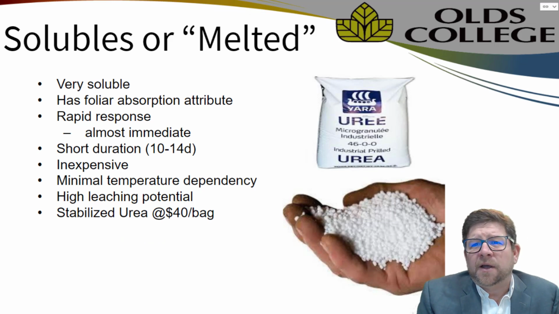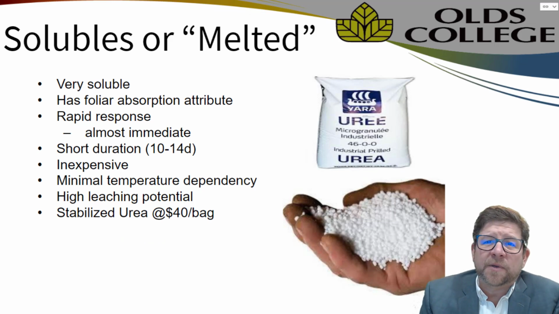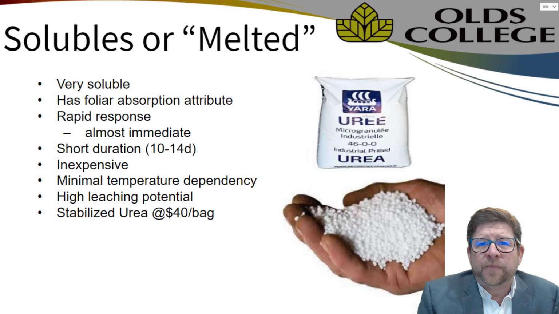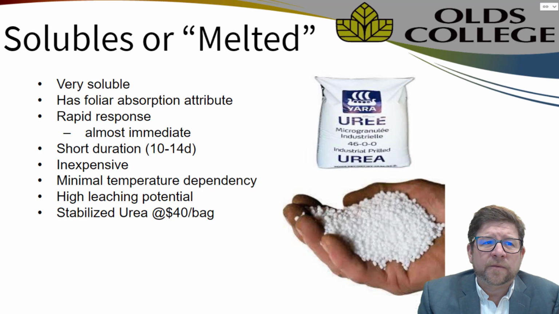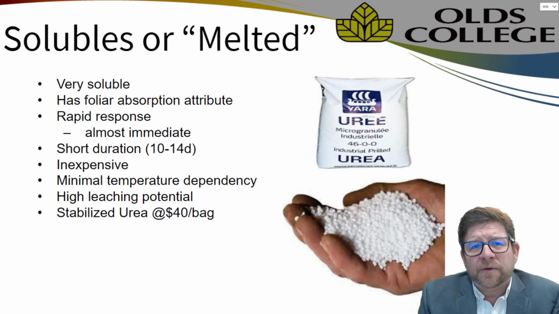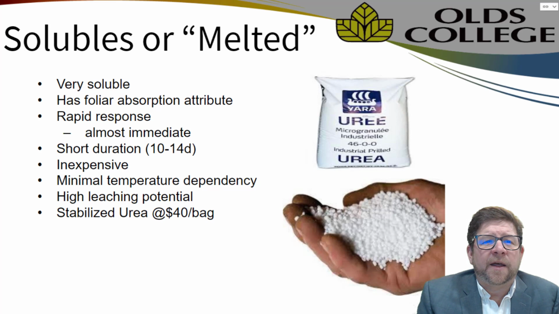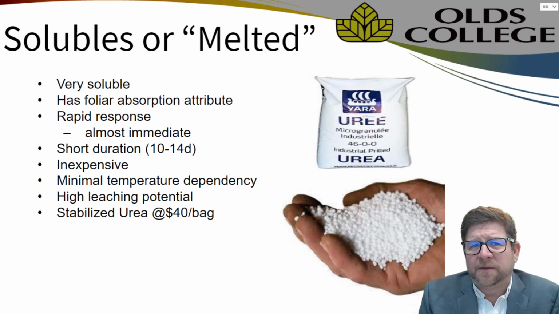Now, solubles can be anything. It can also be 46-0-0 urea, very soluble, with a very high foliar absorption rate for urea specifically. Not some of these others. Urea, manganese, and iron are the very few that can get in through the leaf blade. Again, short duration, 10 to 14 days, very, very inexpensive, and some of these have minimal temperature dependency.